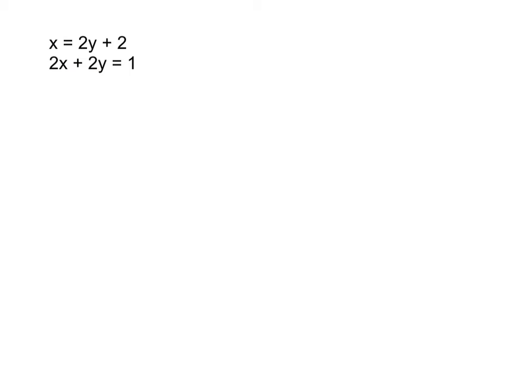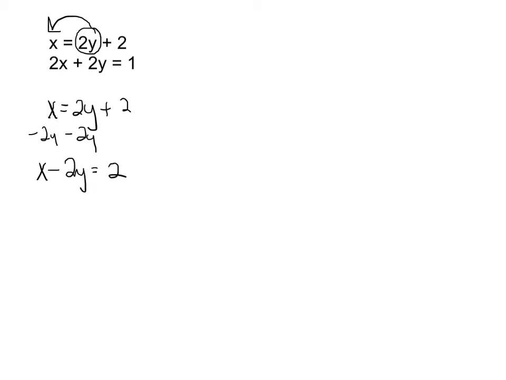So I'm going to take this 2y and bring it over here by subtracting 2y. I have x equals 2y plus 2. I have to subtract 2y on both sides. That gives me x minus 2y equals 2. Now on the bottom, I don't have to change anything. So those are my two equations. Now look at them. Your x's, your y's, your equal signs, and your numbers are all lined up. So now I add them together.